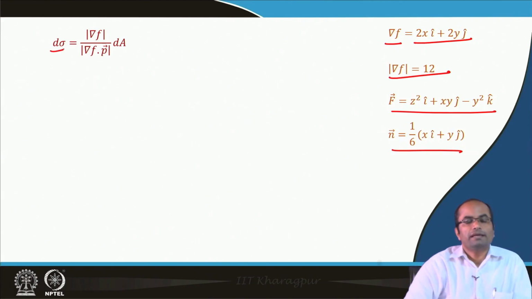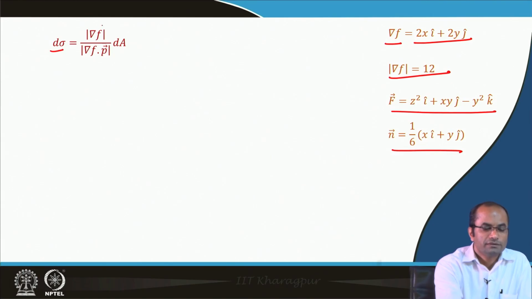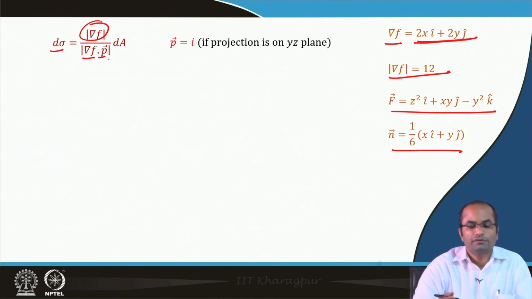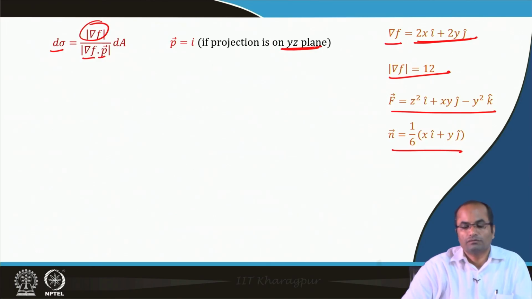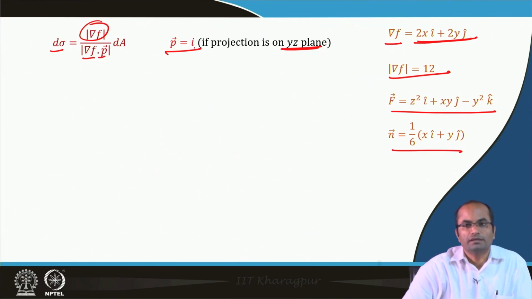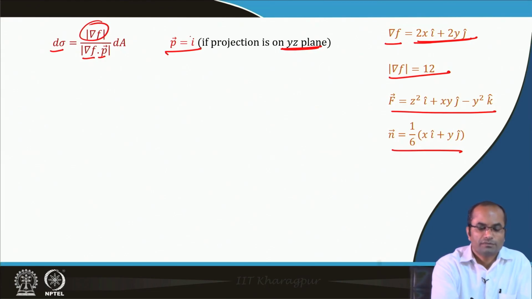So, for dσ, that element on the surface, we can evaluate the gradient f here. This gradient f is 2xi plus 2yj, and the p. If we take the projection on the yz plane, that means p will become i. We can do it on the xz plane as well, but it does not matter. So, we have taken the yz plane, and p is i. So, this p is given now.